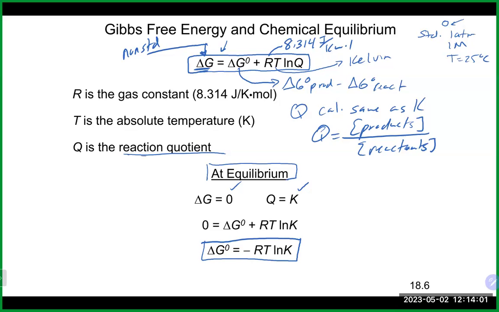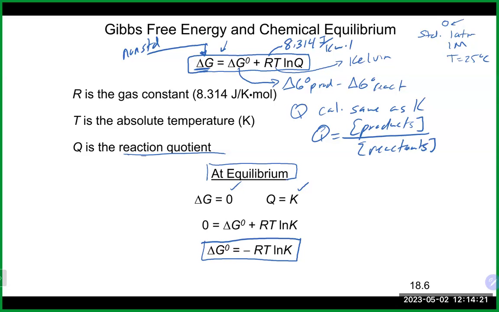A couple of things about each of these. Again, our signs. People always want to, on the top one, subtract the back part there. So it is plus RT natural log of Q. And on the bottom one, people always forget the negative. So that is negative. And again, it's derived from the top equation.